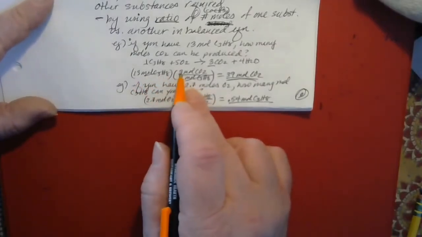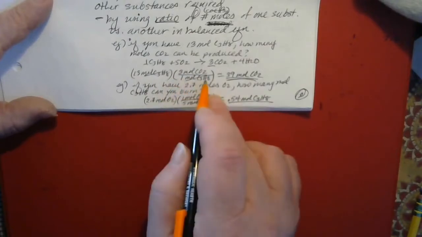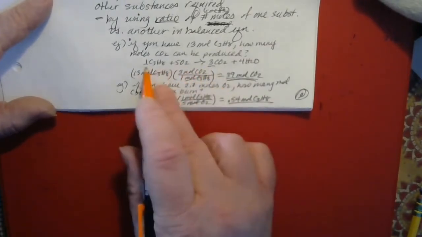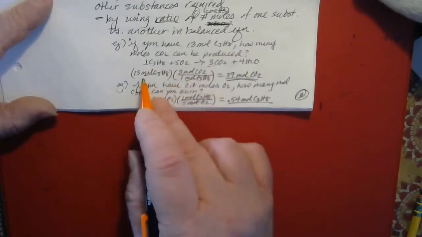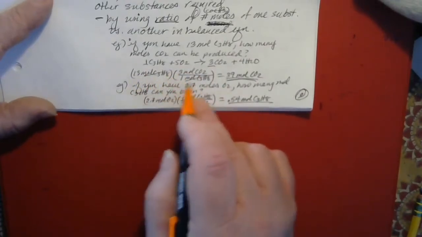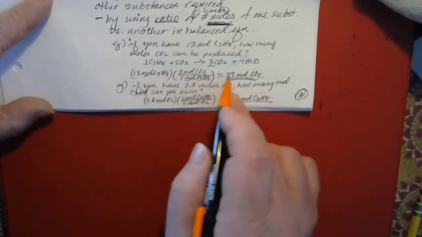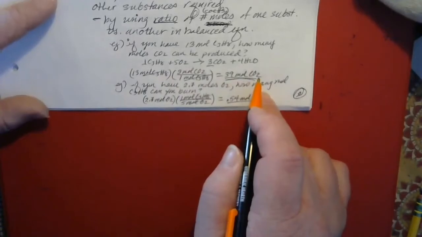The equation tells you, though, that you get 3 moles of carbon dioxide for every 1 mole of propane that goes in. This is where the coefficients from the equation come in, this ratio here. And you'll notice that the moles of propane cancel out as a unit. 13 times 3 divided by 1 gives you 39 moles of carbon dioxide coming out.